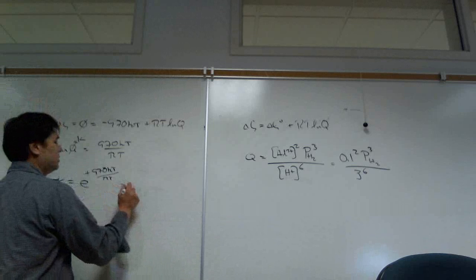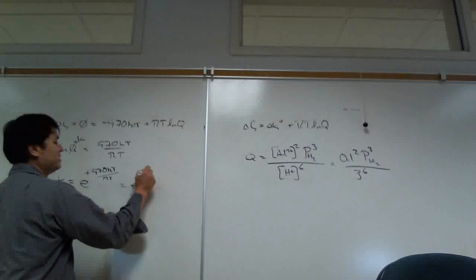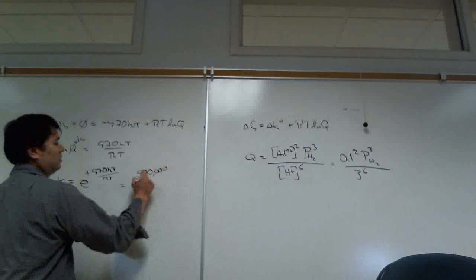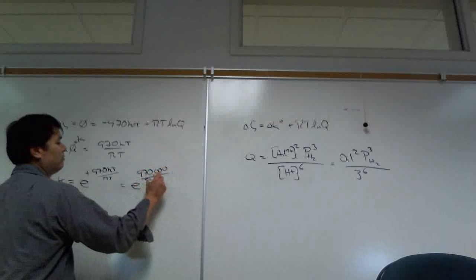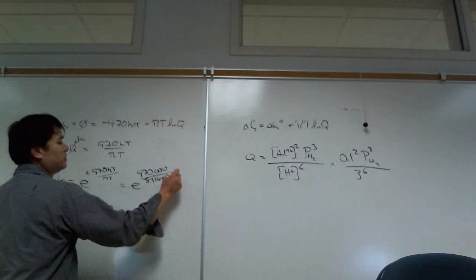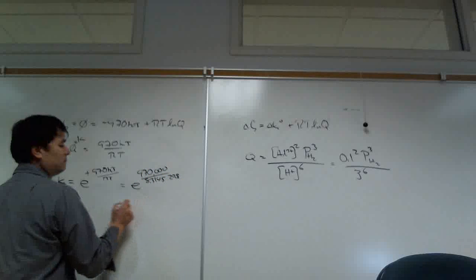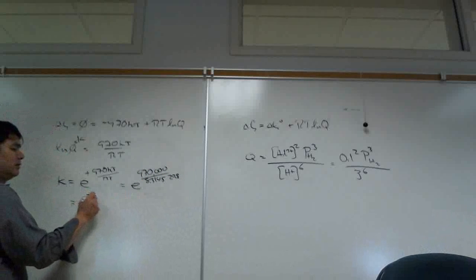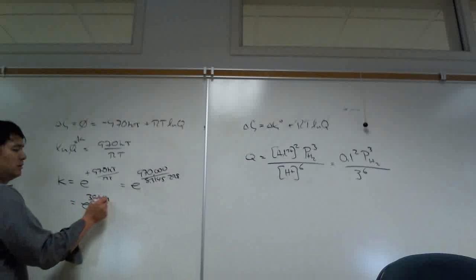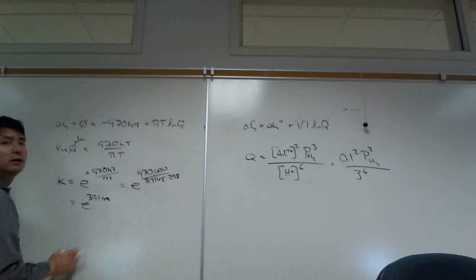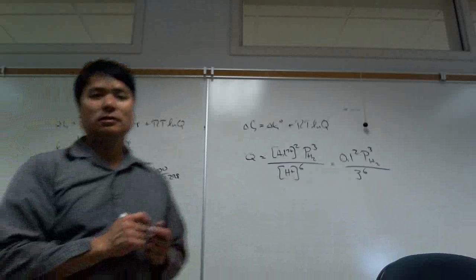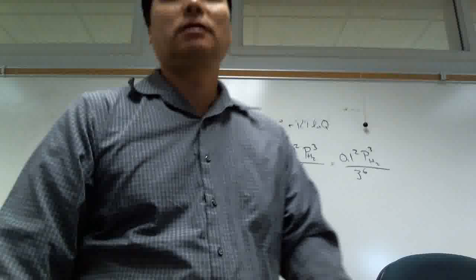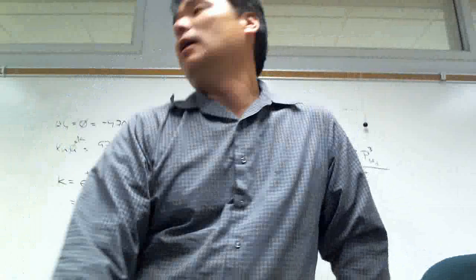Well, basically, this is going to come out to e to the 970,000 divided by 8.3145 divided by a temperature of 298. That's 391.49. E to the 391.49. And so, if you get an error, what are you going to write as your answer? Infinitely large. Too large.